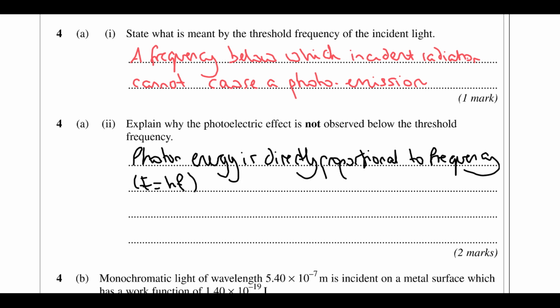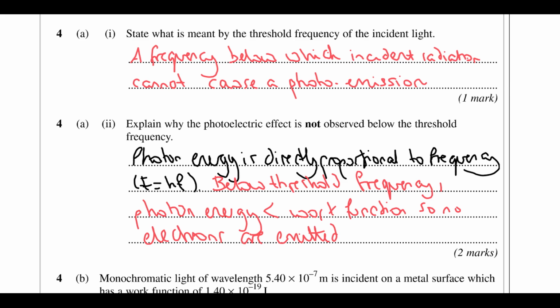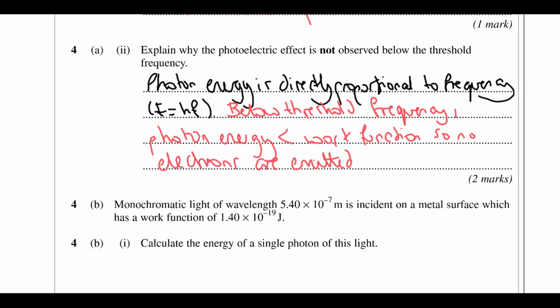Okay, so essentially how that works is each material has a fixed work function, and if the photon energy is less than the work function, there cannot be an emission. So that's the second statement there. So that's what we've got. Below threshold frequency, the photon energy is less than the work function, so no electrons can be emitted.